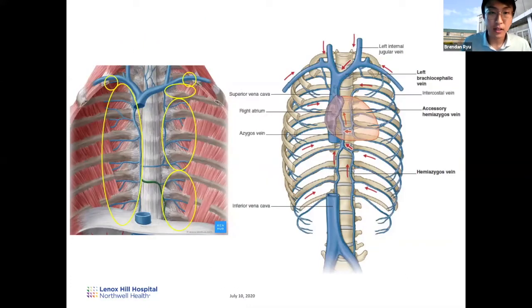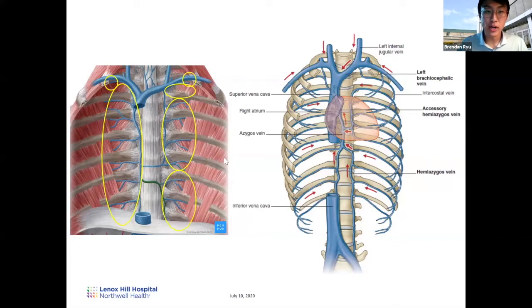And on the left of the patient, so the left posterior intercostal veins, from levels 2 to 4, or normally 2 to 4, it will drain into the accessory hemiazygos vein, which is on the left side, and that will drain into the azygos vein before it drains into IVC. And everything below that, so everything from 5 till 11, it's going to drain into the hemiazygos vein, drain into azygos vein, and into the IVC.